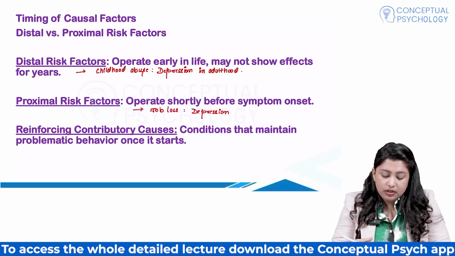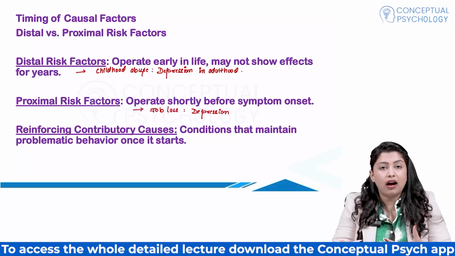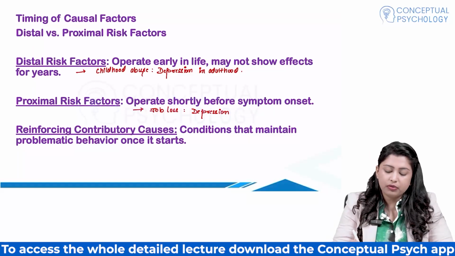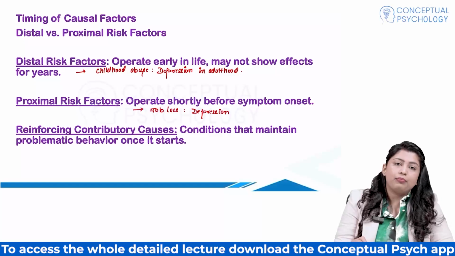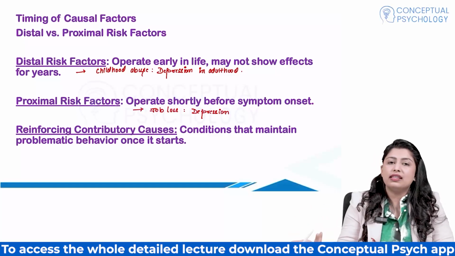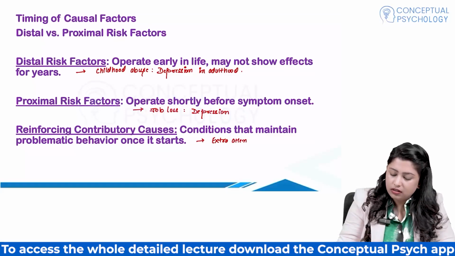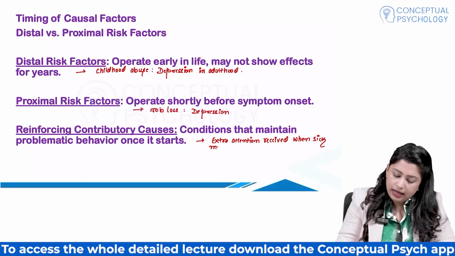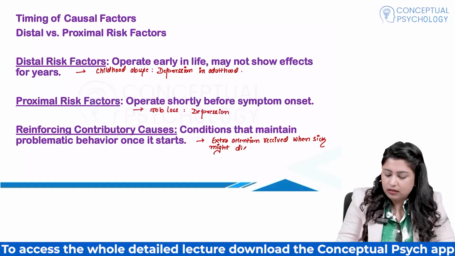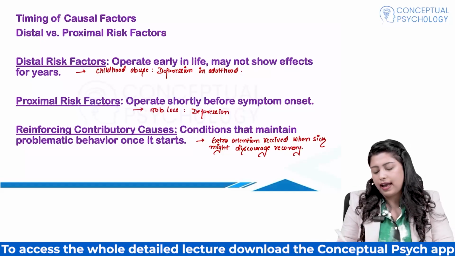Then reinforcing contributory causes. These are conditions that maintain problematic behavior once it starts. So what could be an example? The extra attention that we receive when sick may discourage our recovery, right? So extra attention received when sick might discourage recovery, or what we know today as secondary gains.